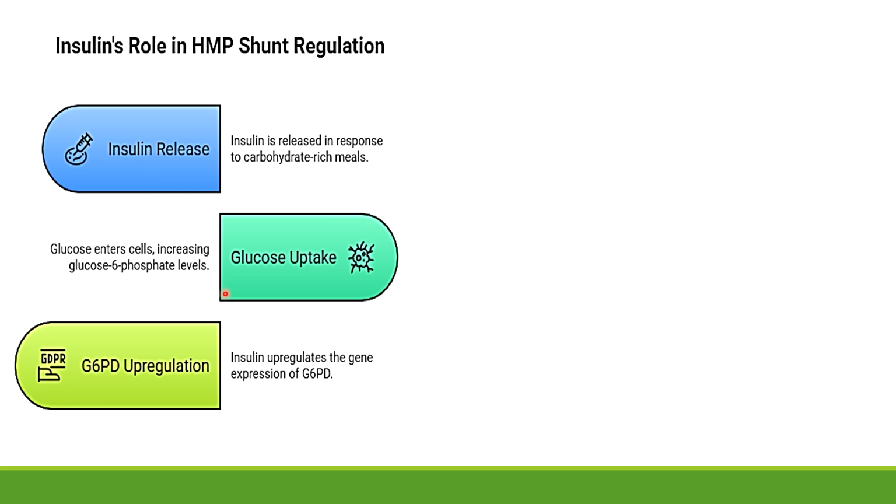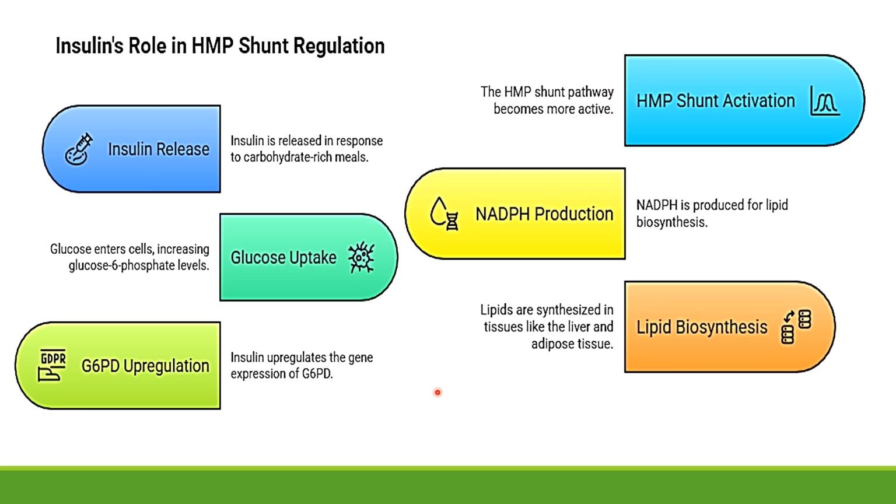So at this point, insulin upregulates the gene expression of glucose 6-phosphate dehydrogenase. So here the HMP shunt pathway is activated and NADPH is produced, and NADPH is also required for lipid biosynthesis. So lipids are synthesized if glucose is high. Lipids are also synthesized in the liver and adipose tissues.